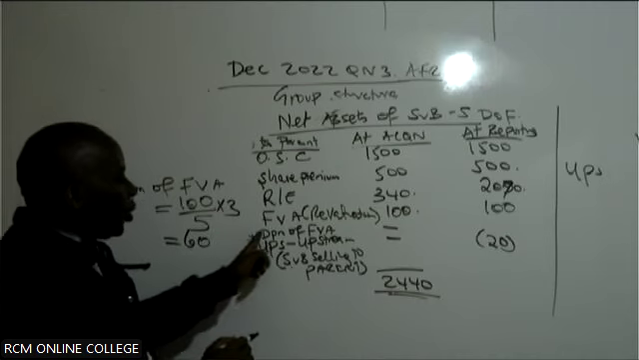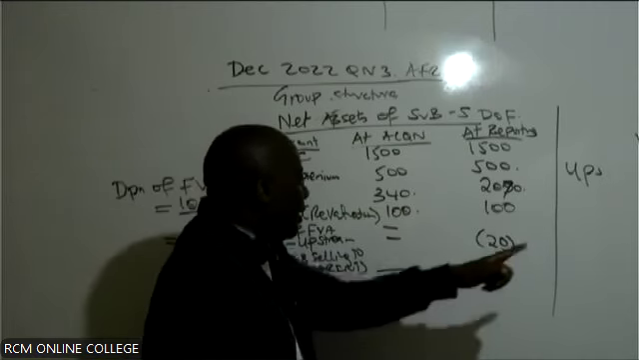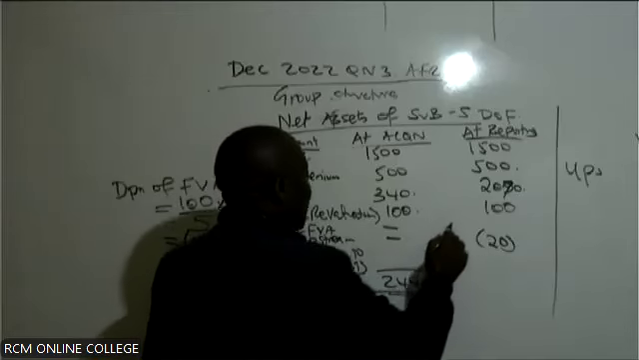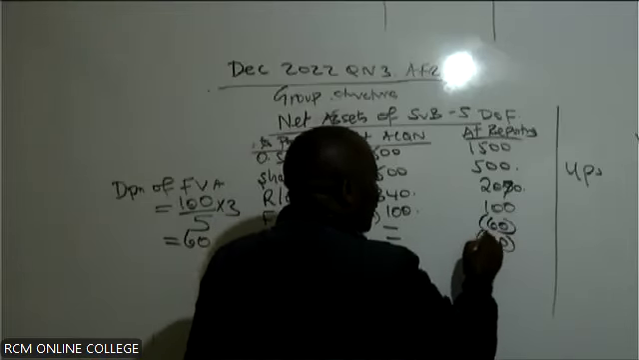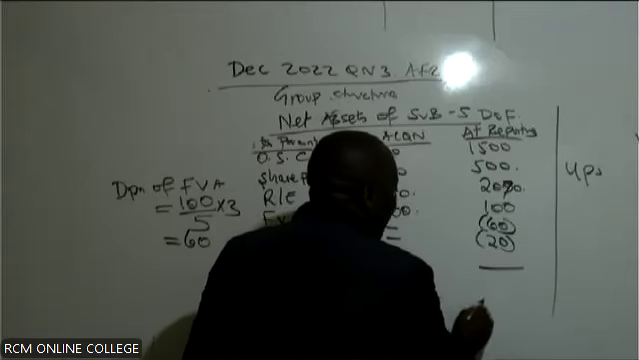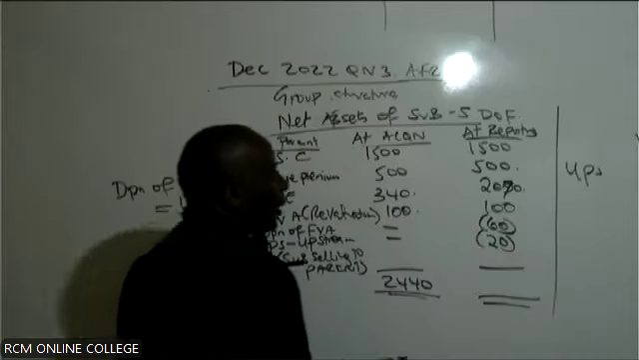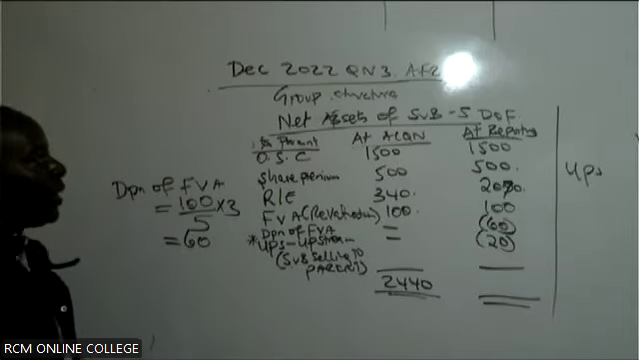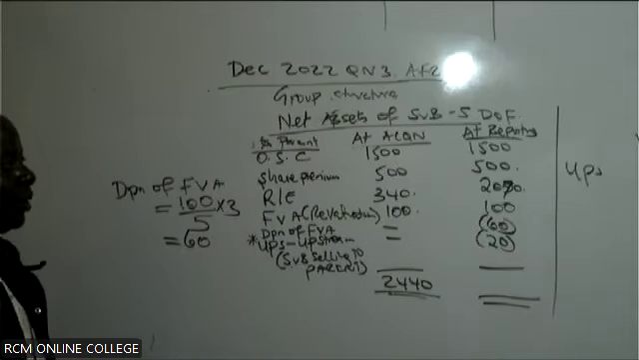Remember, you only book depreciation here during the year. So for the depreciation of the fair value adjustment, we have this 60, and it has to be a deductible. And that is it. Then kindly come and give me the total net assets at the reporting date.